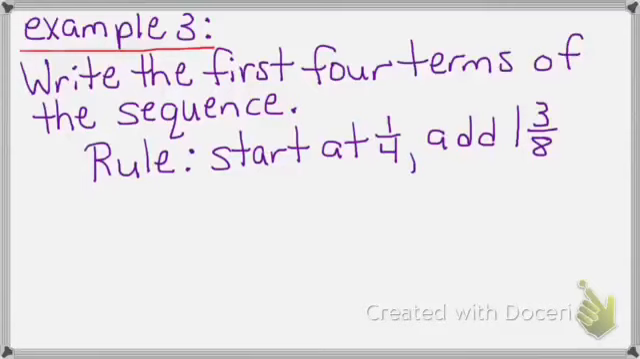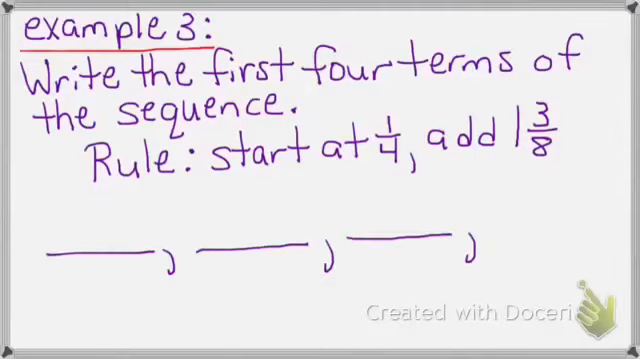Example number 3 says write the first 4 terms of the sequence and gives you the rule. It says start at 1/4 and add 1 3/8. First 4 terms means I need simply 4 lines for my 4 terms. It tells me what to start at, so that's going to go on my first line.